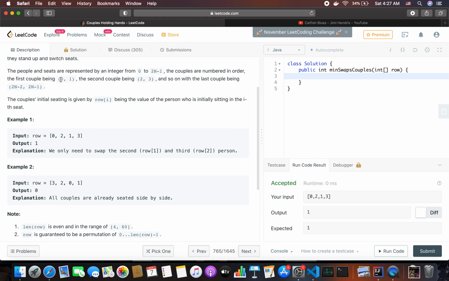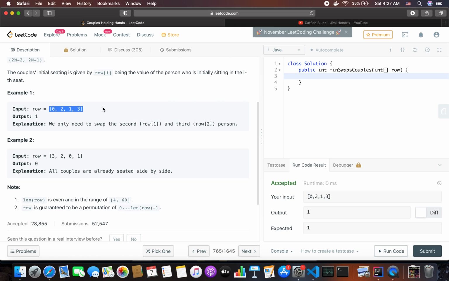So here you can see the first couple is 0 and 1, the second is 2 and 3. You can see the sample input over here: 0, 2, 1 and 3. So there is a mismatch. 0 is expecting 1 to be at his side, and over here 1 is expecting 0, or 2. So the swap required here is just swapping 2 and 1. So 0 and 1, and then over here 2 and 3. So yeah, that will be the result.